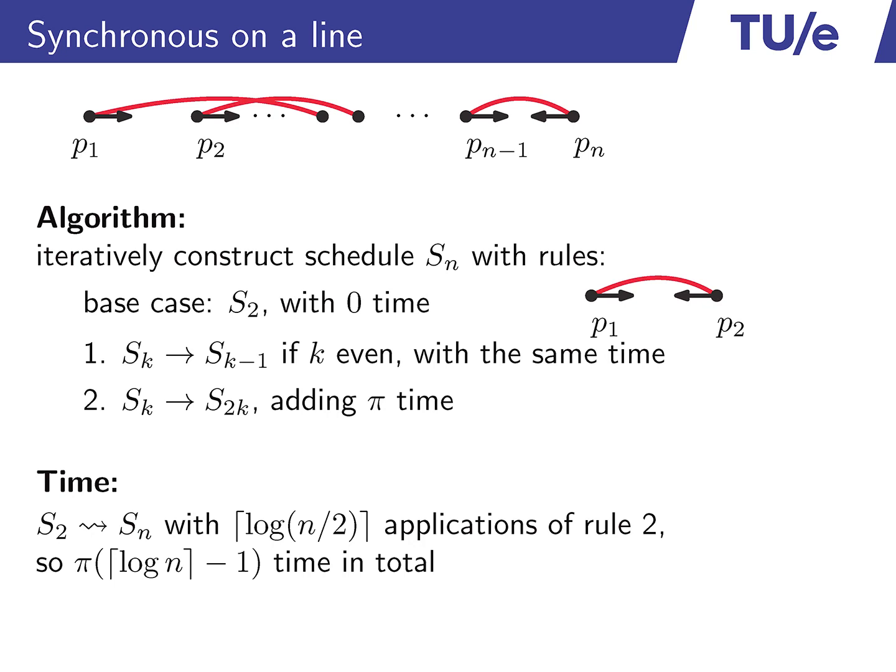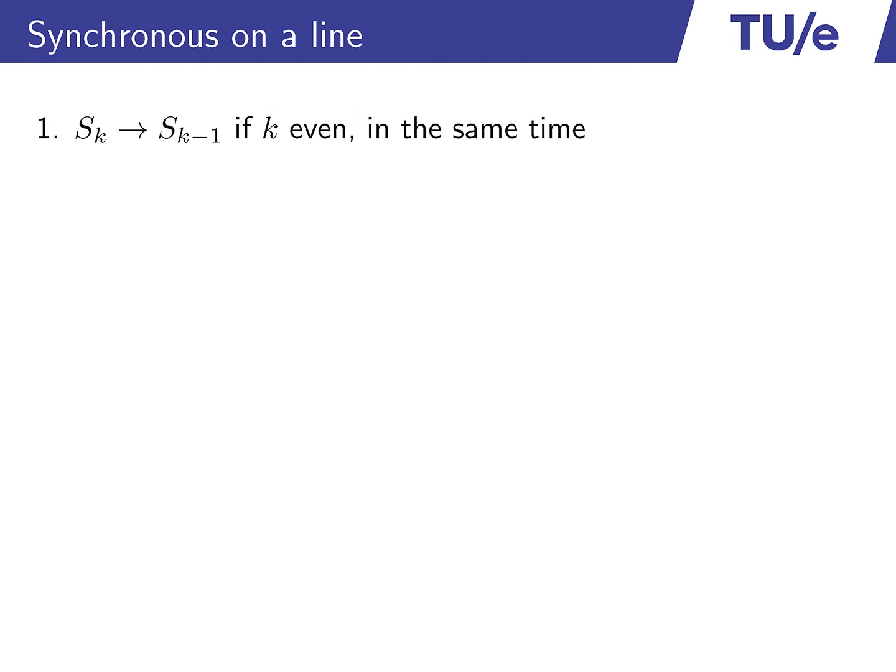If we apply these rules to reach Sn from S2, we need at most log n over 2 applications of rule 2, since this is the only rule that increases the time required by the schedule. The total time of the schedule constructed this way is pi times log n minus 1. Next, I will explain how we construct schedules with rule 1 and 2.